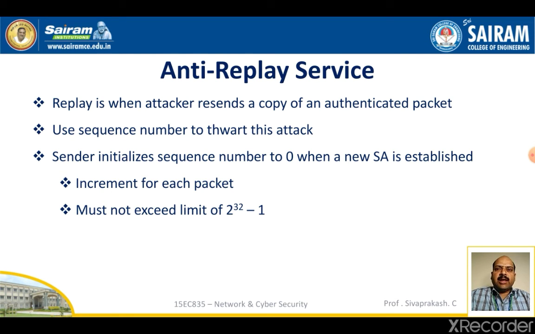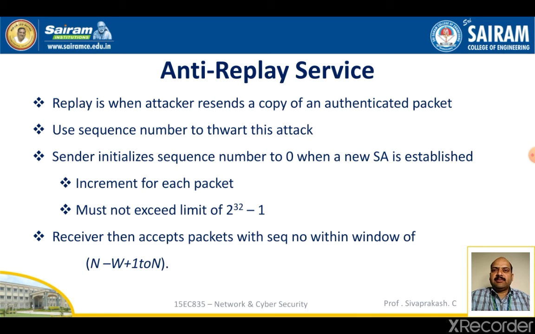The sender must not allow the sequence number to recycle past 2 to the power of 32 minus 1 back to 0. Otherwise, there would be multiple valid packets with the same sequence number. If the limit of 2 to the power of 32 minus 1 is reached, the sender should terminate this security association and negotiate a new security association with a new key. But because IP is a connectionless and unreliable service, the protocol does not guarantee that packets will be delivered in order and does not guarantee that all packets will be delivered.